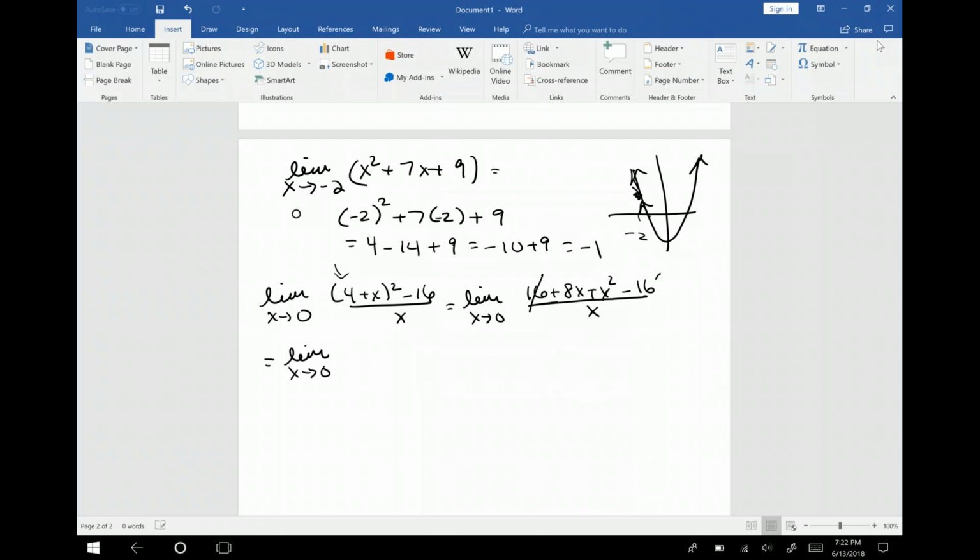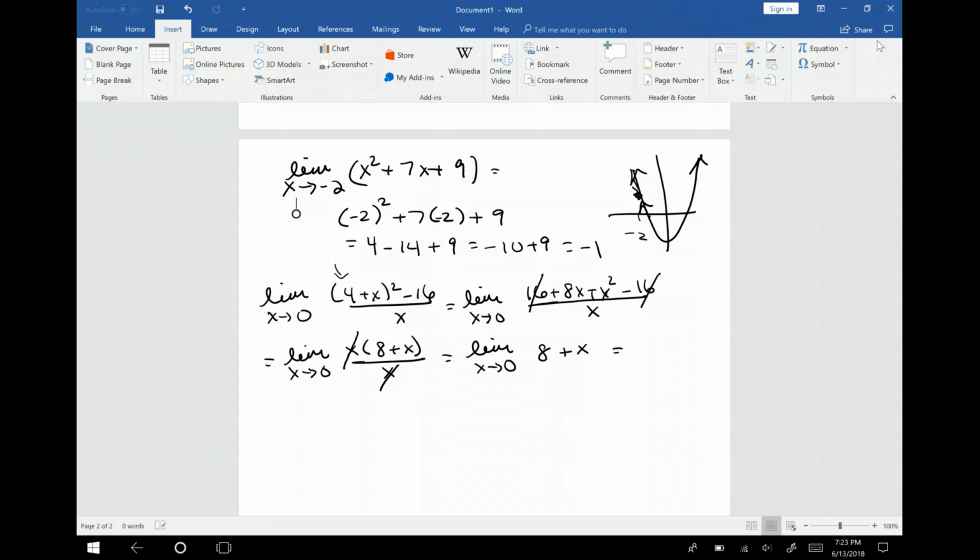So we have the limit as x goes to 0. And then the 16s are going to cancel. And we have 8x plus x squared in the numerator and x in the denominator. So we can factor out an x in the numerator. And we have 8 plus x left in the numerator divided by x. The x's cancel, which is what we want to happen. And now we have the limit as x goes to 0 of 8 plus x. And it's okay that we're canceling these x's. It's okay to cancel because x can't be 0 anyway in the beginning. So we can cancel those out.